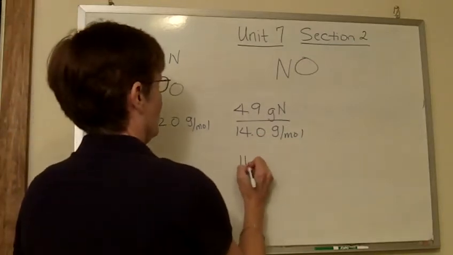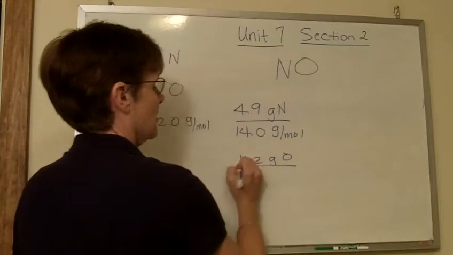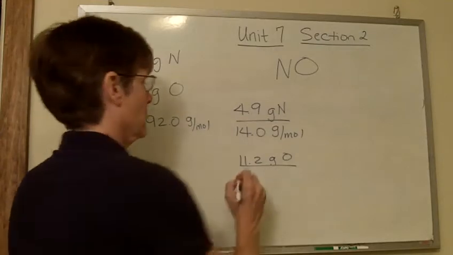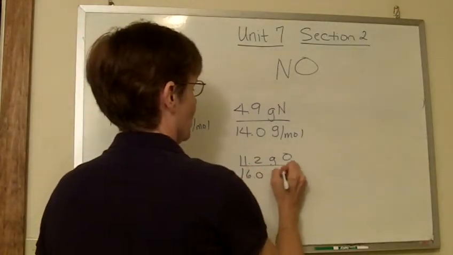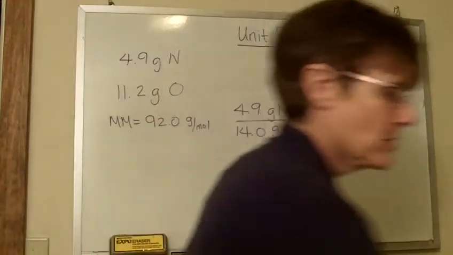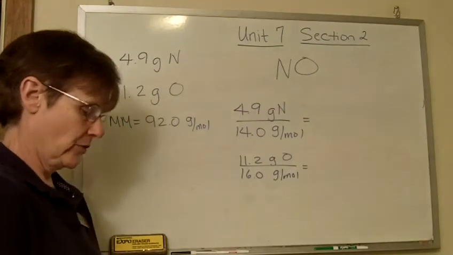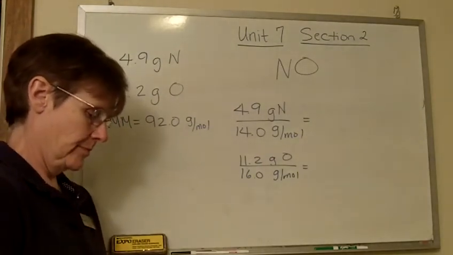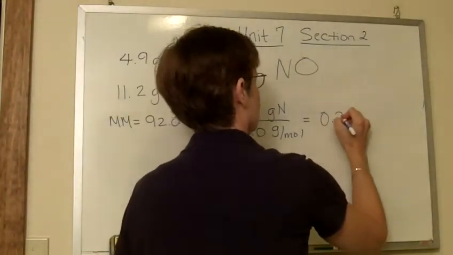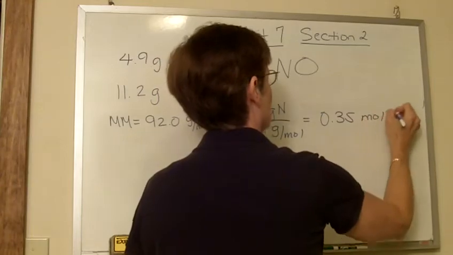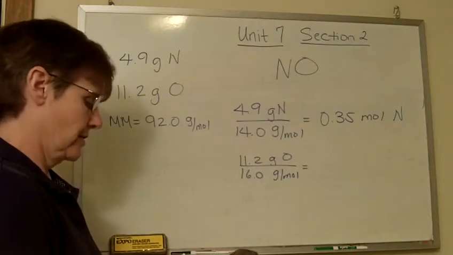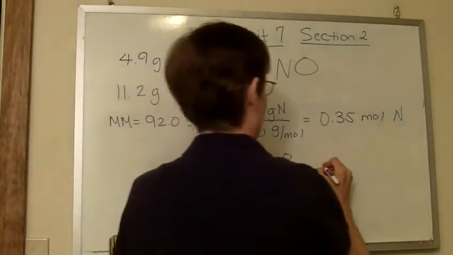And then we've got 11.2 grams of oxygen. And again, looking at your periodic table, you'll see that the molar mass for oxygen is 16.0 grams per mole. So now we pull out the calculators and do a little math. 4.9 over 14 is 0.35. So that's moles of nitrogen. And 11.2 divided by 16 is 0.7.